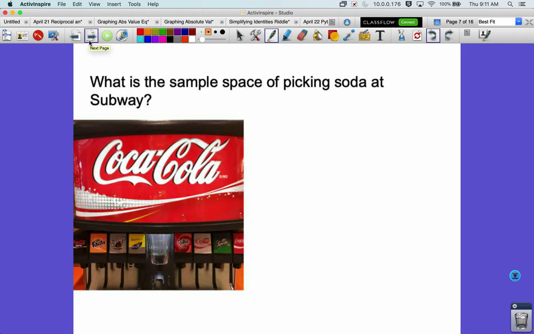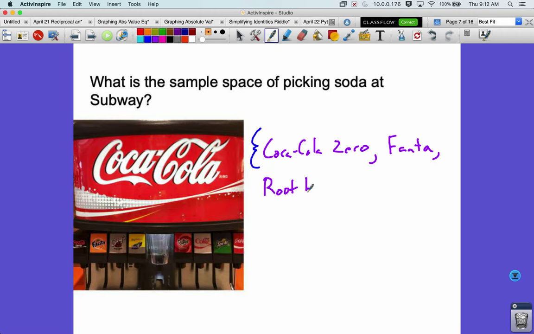What is the sample space of picking a soda at Subway? Well, curly brackets. And then we just list the possibilities. I see we got a Coca-Cola Zero there. Coca-Cola Zero. We've got a Fanta, looks like root beer, can't tell what that one is, another Fanta, Diet Coke, comma, dot, dot, dot. So this should show you that it doesn't always have to be numbers in a sample space. We can have just words. As long as we're separating them out by commas, it's still a sample space.